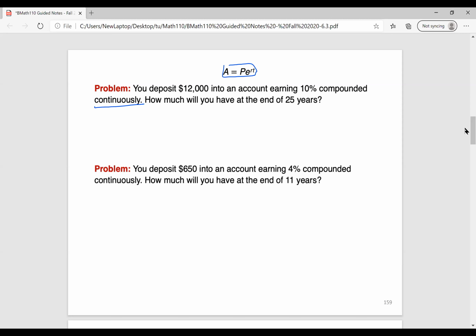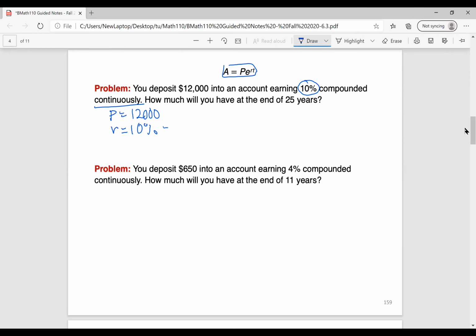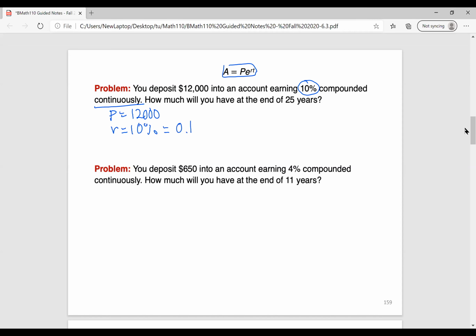In here I have deposit 12,000. That means P equals 12,000, right? It's the initial amount that you have. The rate was 10%, which means I have to change it to a decimal, so it's 0.1. What else do I have? T, right? They're asking me for 25 years. It means T equals 25 because T is in years.